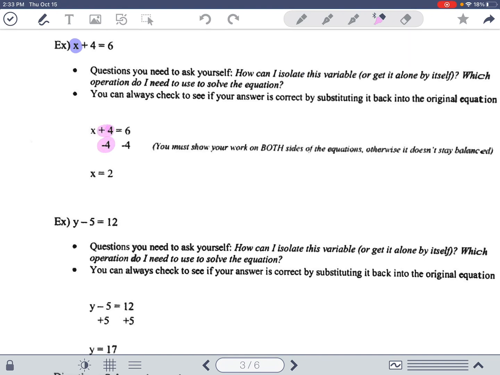The opposite of add 4 is subtract 4. And what we do on one side, we have to do on the other side, both sides, so it'll balance. That leaves x equals 2. We check it, plug it back in. 2 plus 4 equals 6. Yes, that's a true statement. So 2 is the correct answer.